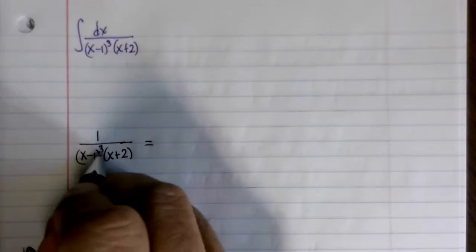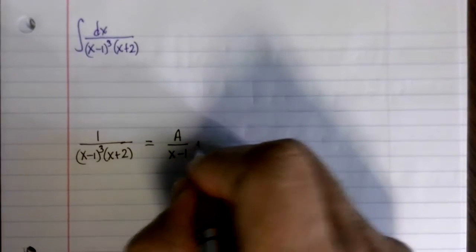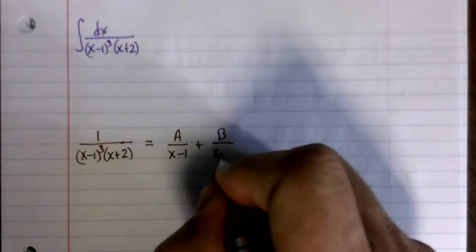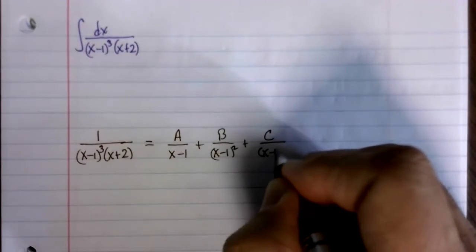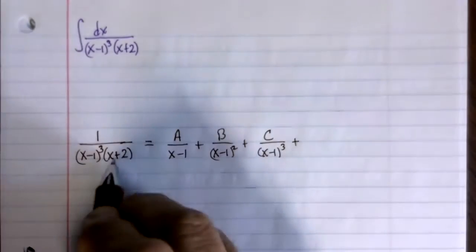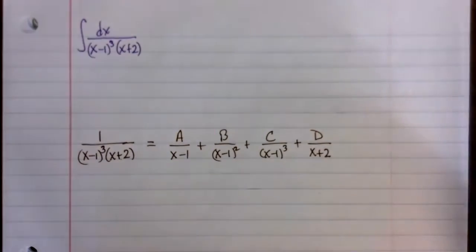This is a quartic polynomial, and so we'll have 4 unknown constants. Here I have a linear term cubed, and so that will spawn 3 terms: A over x minus 1, plus B over (x minus 1) squared, and then C over (x minus 1) to the third. And then last will be D over x plus 2.